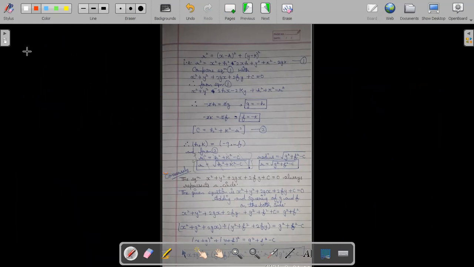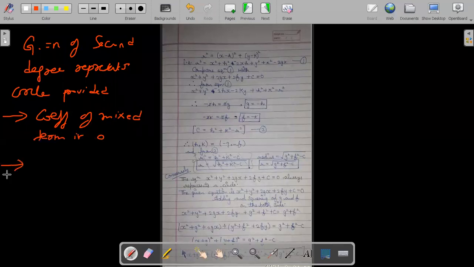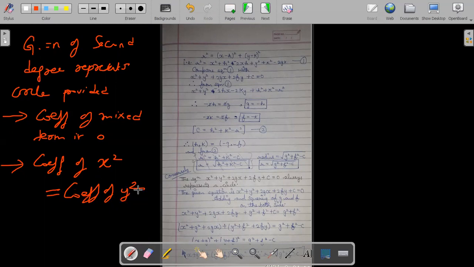So let me conclude. A general equation of second degree represents a circle provided the coefficient of the mixed term is 0, and the coefficient of x square should be the same as the coefficient of y square. Is it fine? Yes.